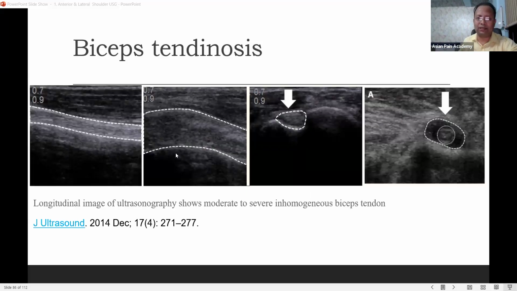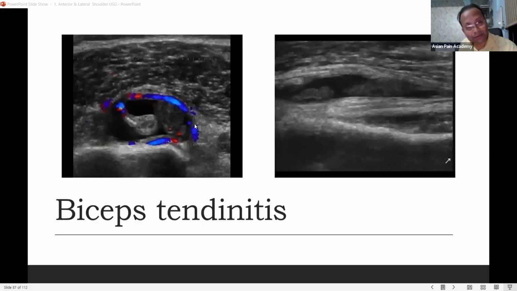In biceps tendinosis, we can see the biceps tendon in long axis also. So this picture is long axis. We can see that this side is normal, but this is not normal. This is again short axis normal, and this is short axis abnormal. So these are biceps tendinosis.